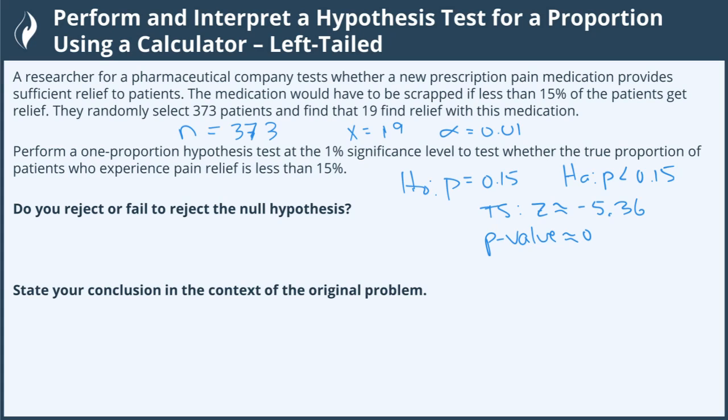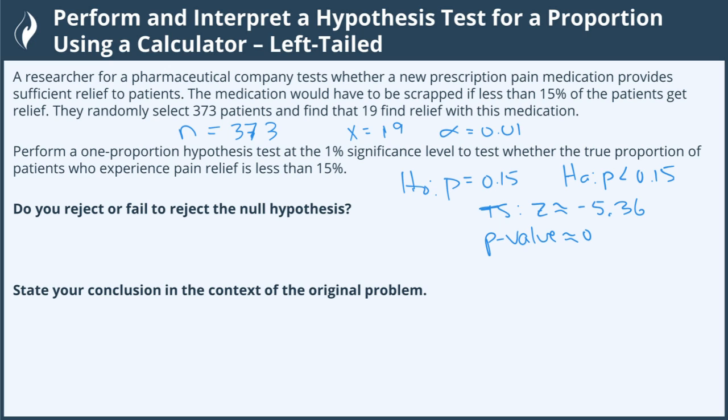So on the next slide, I just rewrote the stuff that we already knew, right? That we already determined: our sample size, our number of successes, our alpha, which is our significance level, our null hypothesis, alternative hypothesis. We determined our test statistic was negative 5.36, and our p-value was so small that it's approximately 0. Do you reject or fail to reject the null hypothesis?